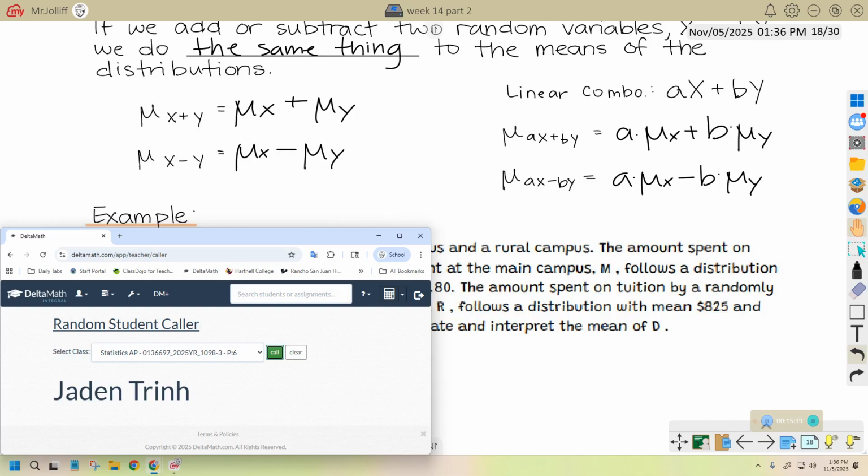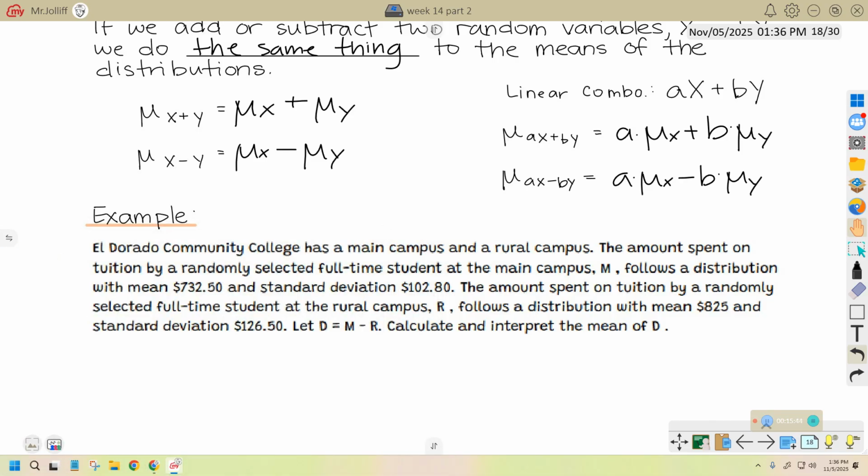All right, Jaden, what does your table think? What does D represent in words? Which campus? It's okay. I appreciate that you tried. Can somebody help Jaden out? What does D represent? Between what? Difference between the campuses. What about the campuses?